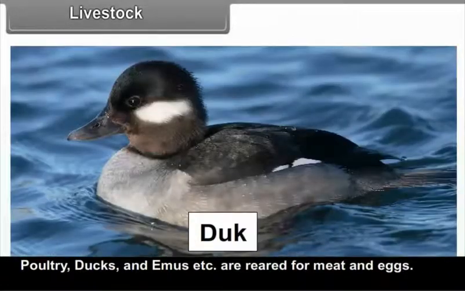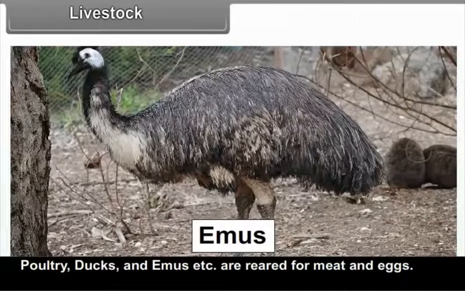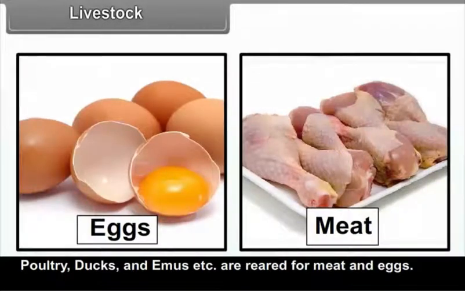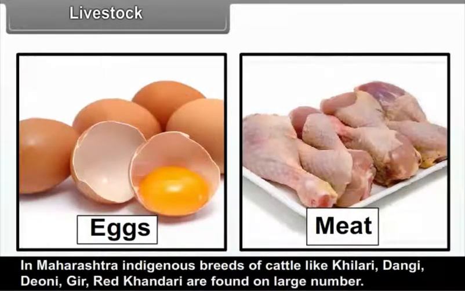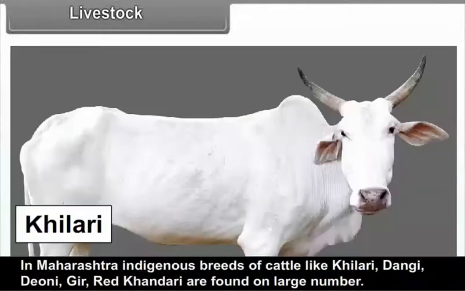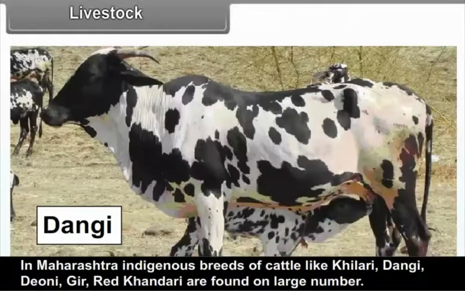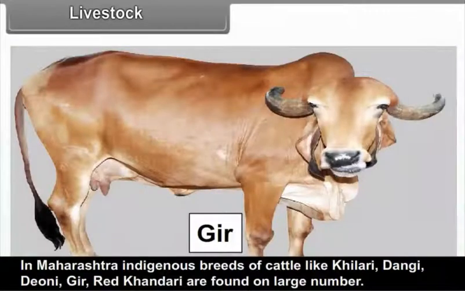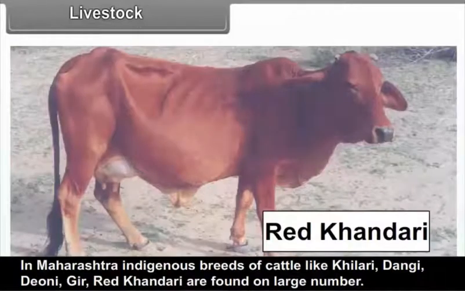Poultry, ducks and emus, etc. are reared for meat and eggs. In Maharashtra, indigenous breeds of cattle like Khilari, Dangi, Deoni, Gir and Red Khandari are found in large numbers.